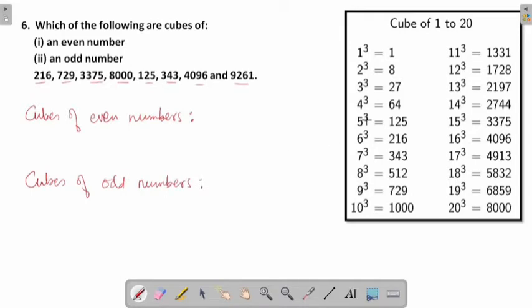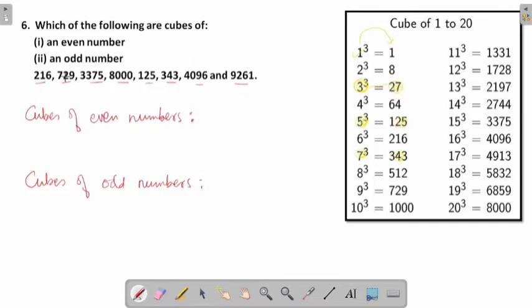So for that I need this particular table for observation. Now tell me, is one even or odd? One is odd, isn't it? So see, the cube of an odd number is odd here. Let's take another odd number. The cube of this is also odd, isn't it? Similarly, the cube of this odd number is also an odd number, right? Similarly, the cube of this odd number is an odd number. So that means whichever numbers are odd here, those are the cubes of odd numbers.